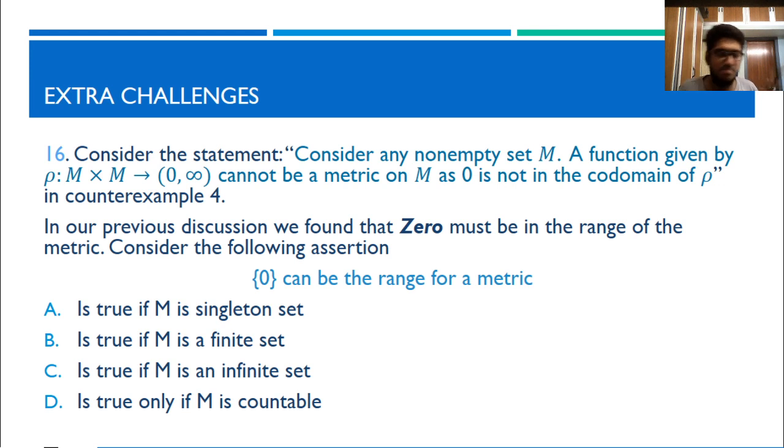I'm giving you an assertion. Singleton 0 can be the range of a metric. That's my assertion, and there are 4 options. First, this assertion is true if M is a singleton set. Second, this assertion is true if M is a finite set. Third, this assertion is true if M is an infinite set. Fourth, this assertion is true only if M is countable. You can post your thoughts here quickly and we will continue with the next question.